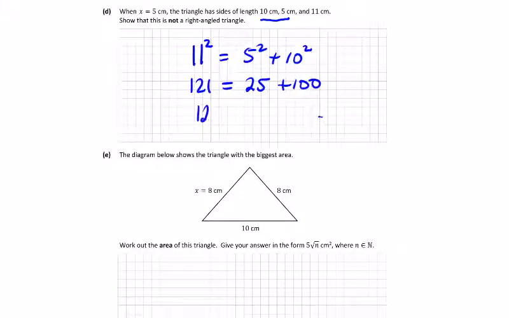So that's the last line. 121 is not equal to 125. Therefore, not right angled. We use RA for right angled, but you'd write the words in the exam.